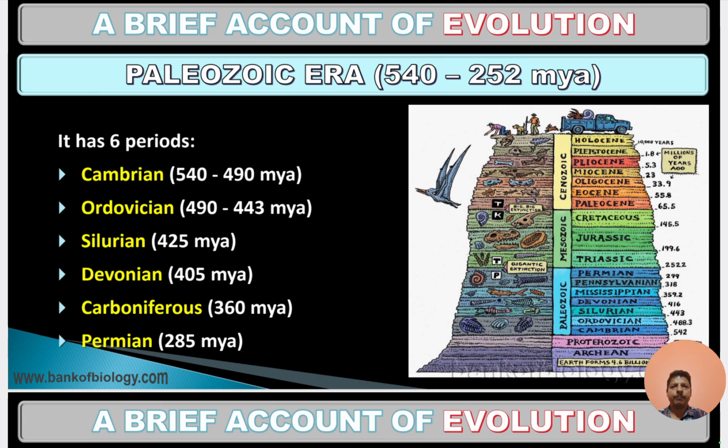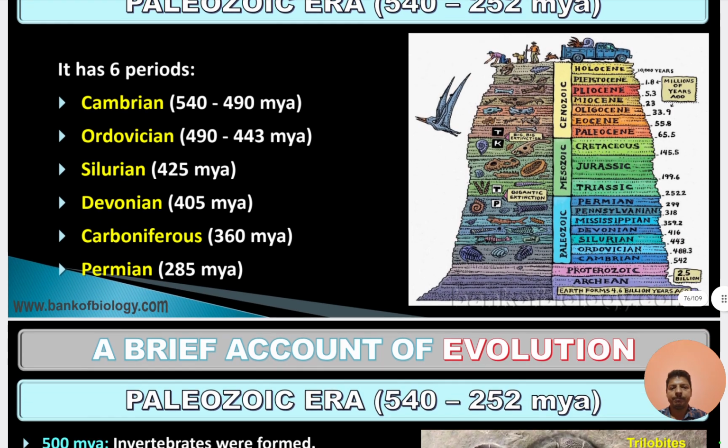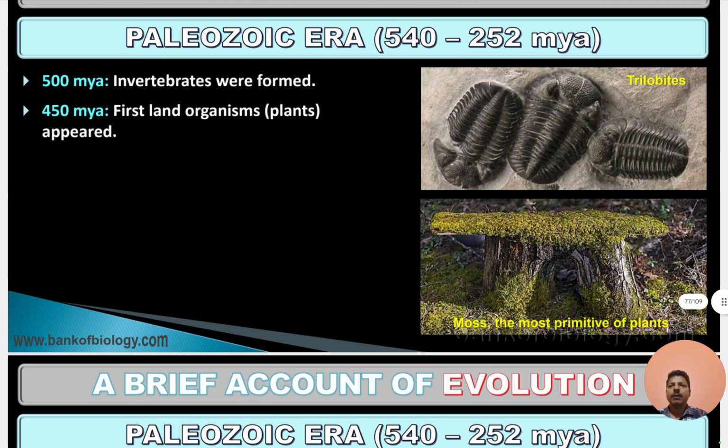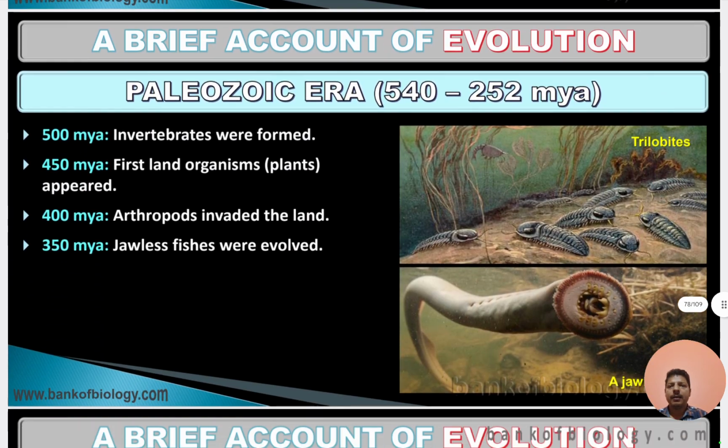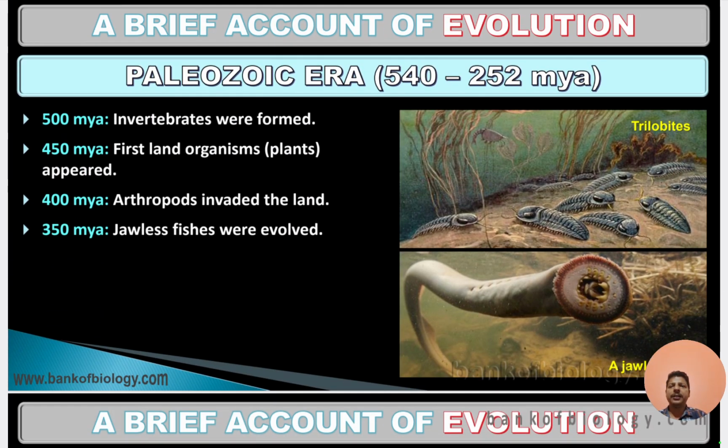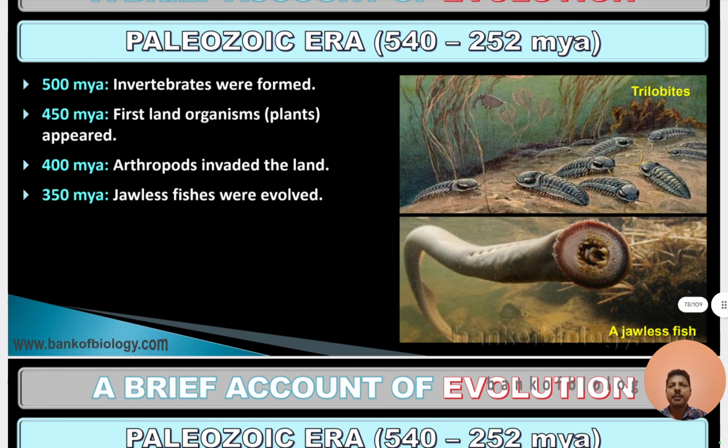Then the Paleozoic era, 542 to 252 million years ago. It has 6 periods: Cambrian, Ordovician, Silurian, Devonian, Carboniferous, and Permian. 500 million years ago, invertebrates were formed. 450 million years ago, the first land organisms, plants, appeared. Then 400 million years ago, arthropods invaded the land. Arthropods. 350 million years ago, jawless fishes evolved.